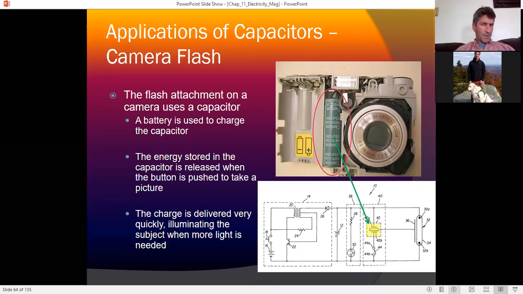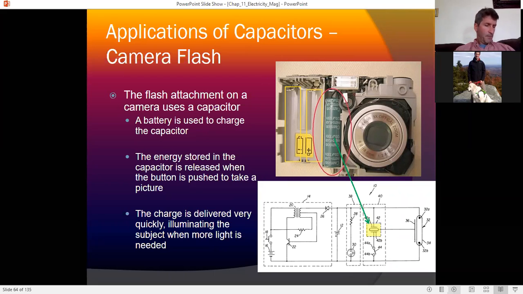Old flashes on cameras, now we use LEDs mostly, but old flashes on cameras had chemical batteries. The batteries would sit right inside this little container right here. And these would obviously power the camera, but energy can only move from these batteries very slowly. The chemical reaction has to take place. So the energy that we get from this is not coming out of the battery very rapidly.